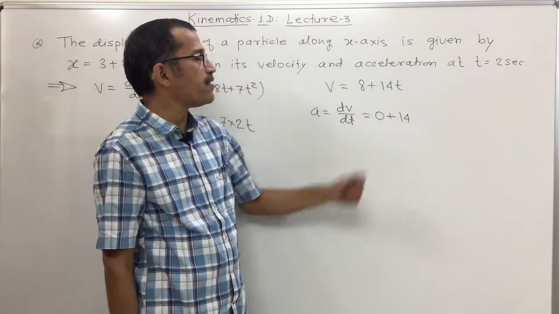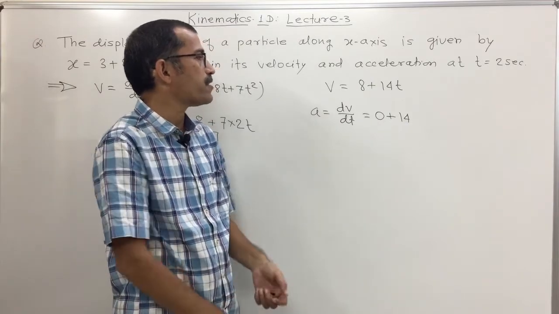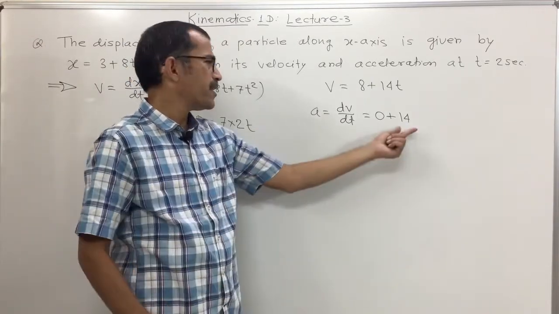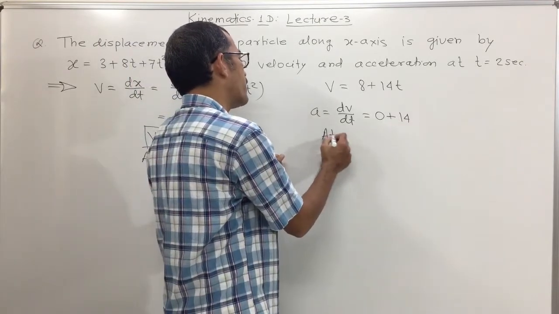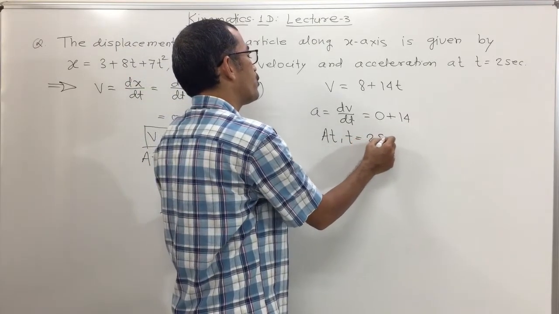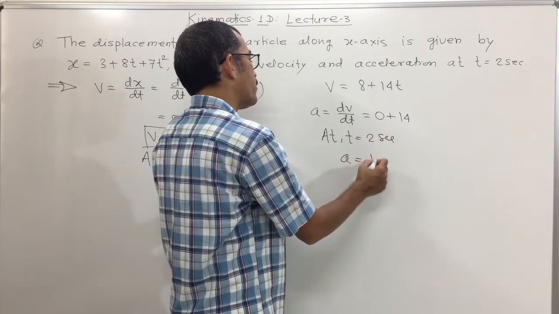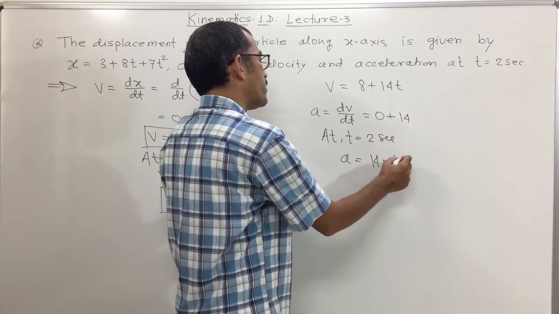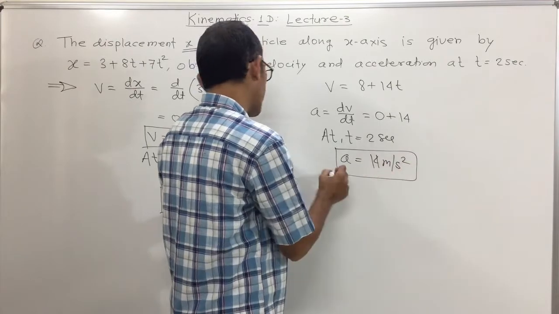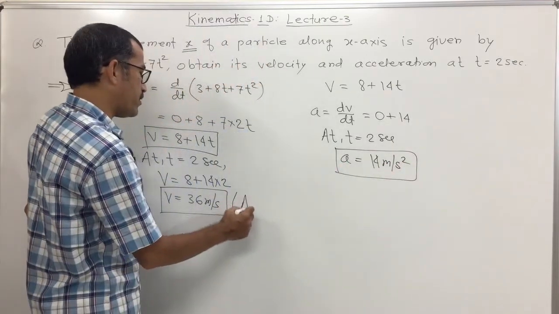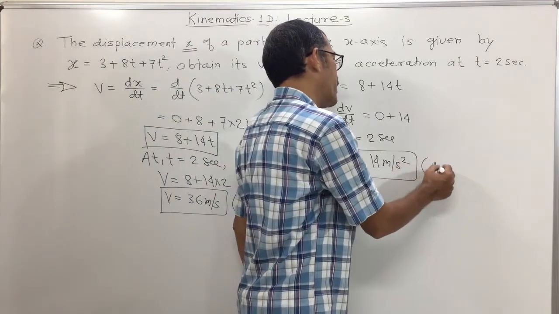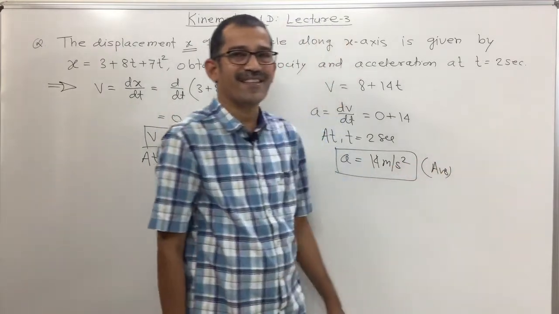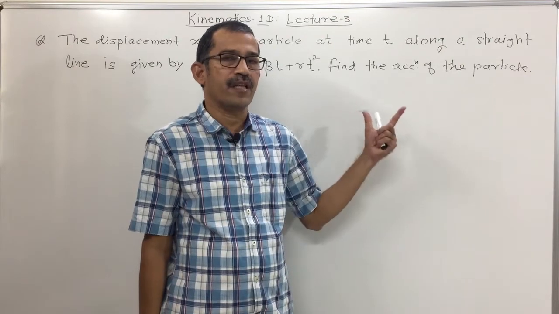That means at any time instant, if it is asked to find acceleration at t equal to 1 second, 2 seconds, 3 seconds, it is independent of time t. That means your acceleration at t equal to 2 seconds is 14 meter per second square. So the first answer is velocity, that is 36 meter per second. Next is acceleration, 14 meter per second square. Now we'll solve the next question.